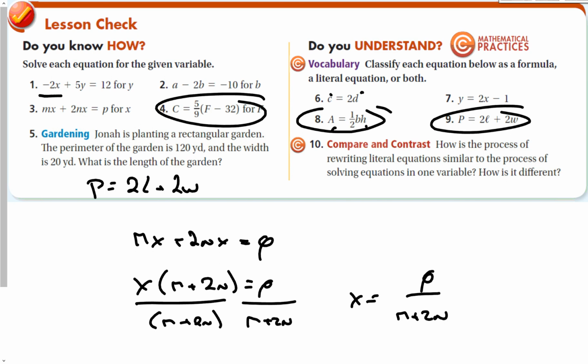Like for this number one right there, we would add 2x to both sides instead of just getting rid of the -2. Instead of looking only at the numbers, we look at numbers and letters. Okay? And that was 2-5 literal equations and formulas.